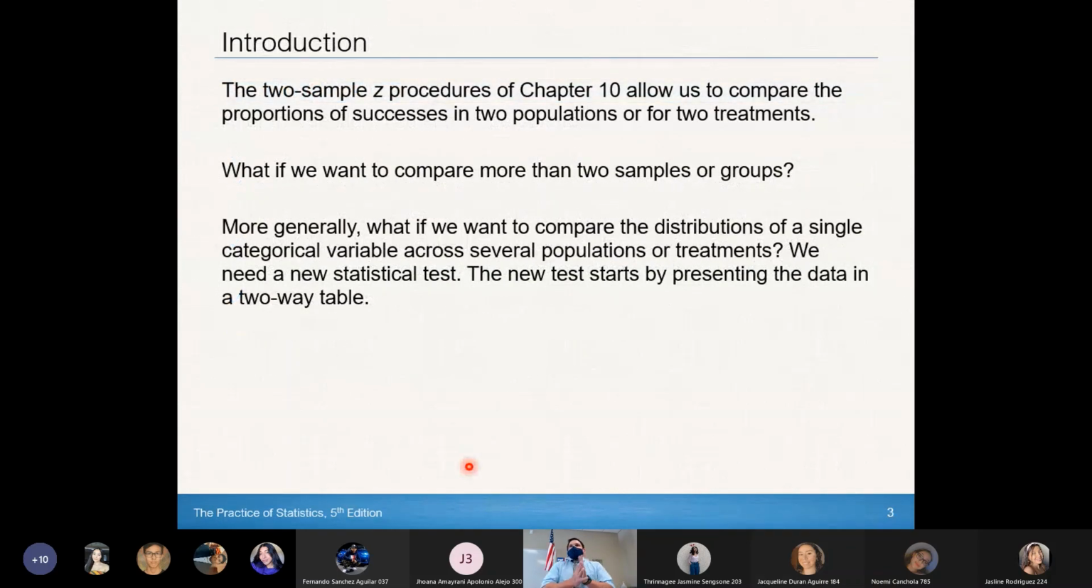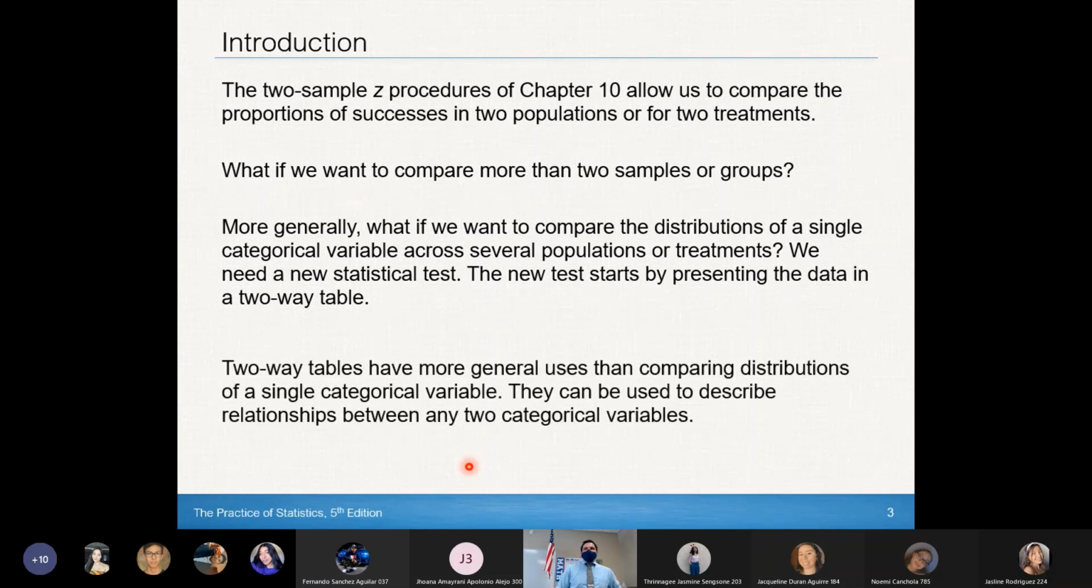So the two-sample z procedure from chapter 10 allows us to compare the proportions of successes in two populations or for two treatments. What if we want to compare more than two samples or groups? More generally, what if we want to compare the distributions of a single categorical variable across several populations or treatments? We need a new statistical test. The new test starts by presenting the data in a two-way table.